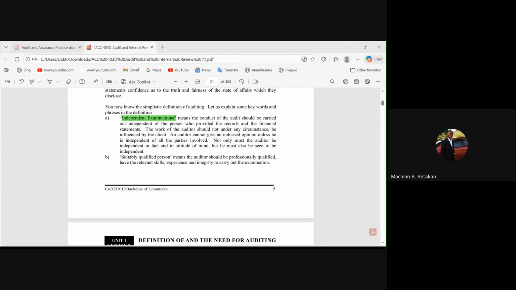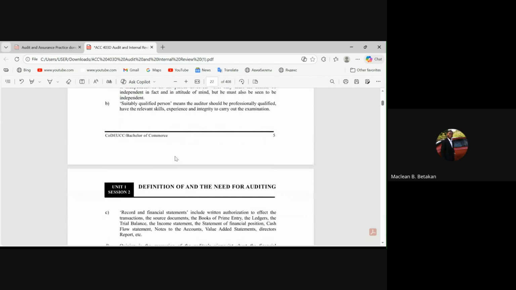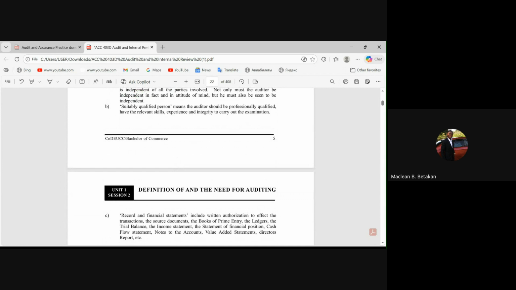Suitable person or suitable qualified person. We always say the person should be a qualified person. Who is a qualified person here? The basis is that the person should be part of ICA in Ghana, and that person must possess professional qualification. That is ICA, first of all.